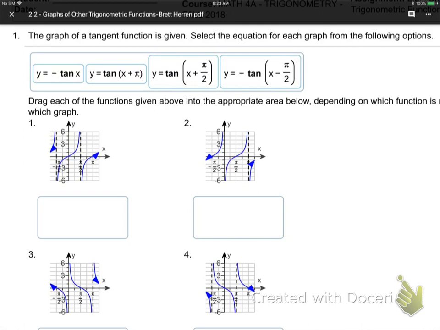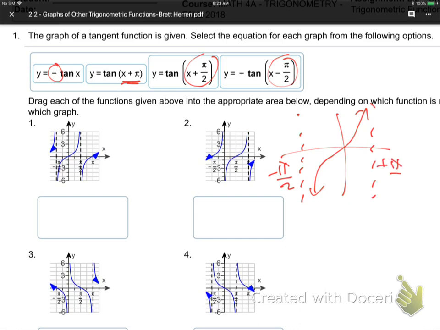Now notice, they're not just giving us regular tangent. They're messing with them, right? This one has a negative in the front. This one has a plus pi over 2, minus pi over 2. So all of those are going to do something to the basic tangent graph, which is the basic snake that goes between negative pi over 2 and positive pi over 2. So what's it going to do to have that weird stuff on the inside?